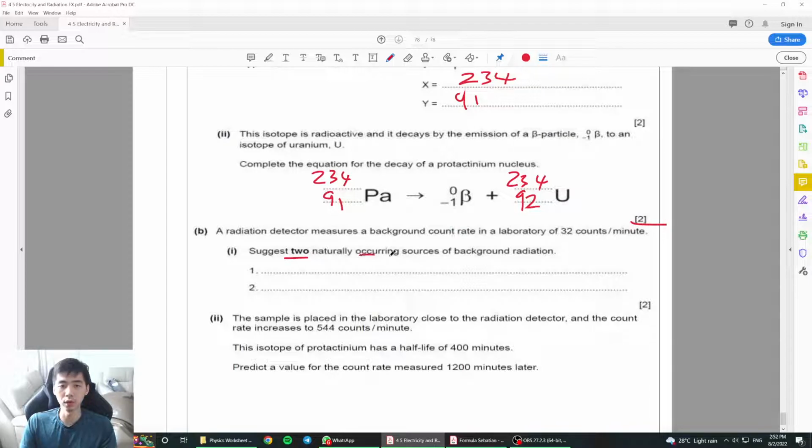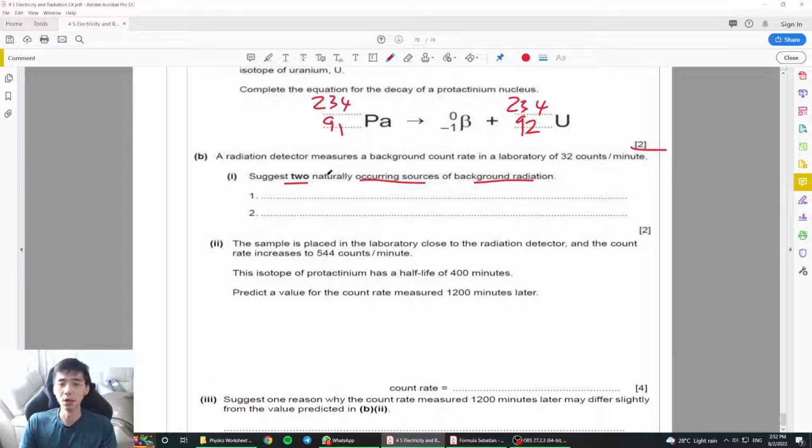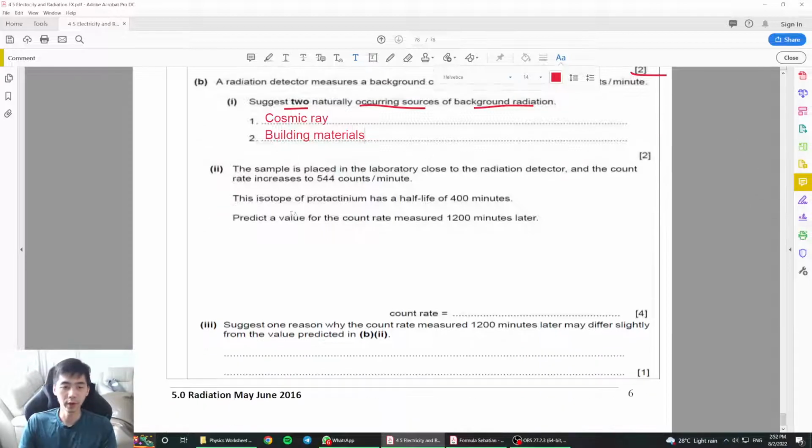A radiation detector measures a background count in the laboratory of 30 counts. Suggest two naturally occurring sources of background radiation. Guys, I've mentioned this a lot of times in class. You need to know where the sources are coming from. My personal favorite is cosmic ray or building materials, but the others are going to be soil or rocks. If you write two of them, it's definitely acceptable, but my favorite is cosmic ray, so I'll write cosmic ray and building materials. Anything along the lines is acceptable, right?